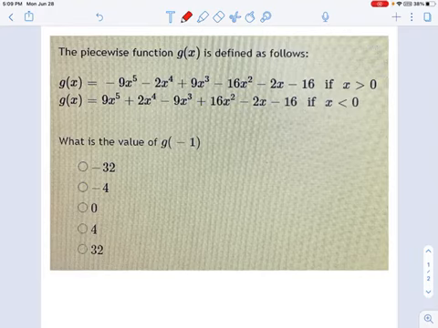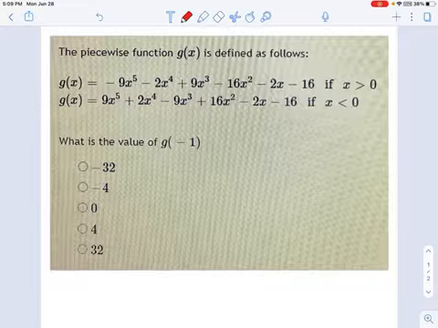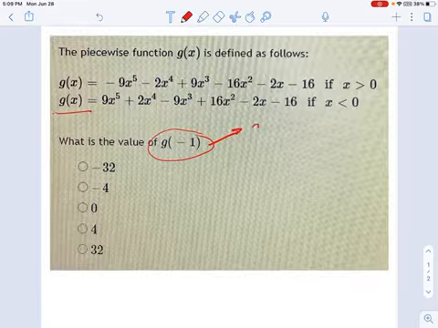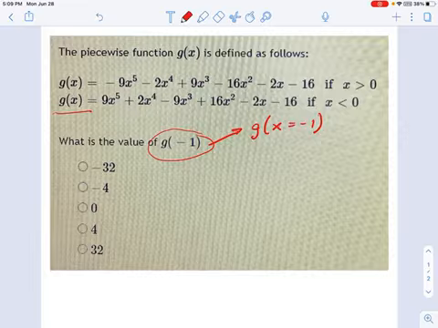So here we have another evaluation by substitution problem. Or in other words, they give you this equation, g(x), and they say, what's the value of g of negative 1? What they mean by that is g of x where x equals negative 1. So everywhere you see x in this equation, you're going to put negative 1 in its place. Now that's one part of this.